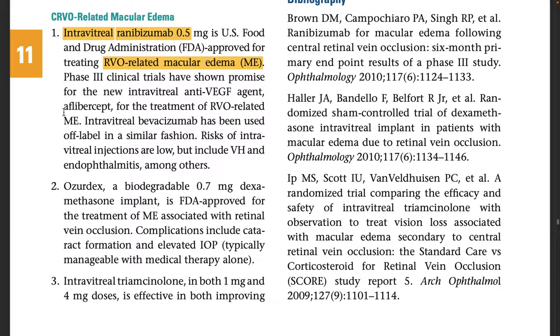You also use something called Accupril. Intravitreal bevacizumab is used off-label in a similar fashion. Okay, this is the main thing you have to think about. Bevacizumab is used only in India, and over in London they never used bevacizumab; they only used ranibizumab. So if you say ranibizumab, we always say... if you say bevacizumab, we have to say it is only used off-label in India.